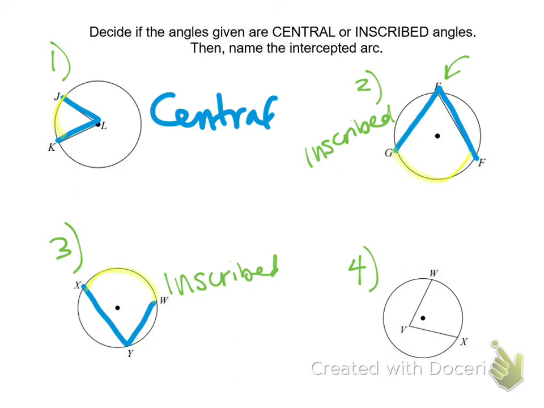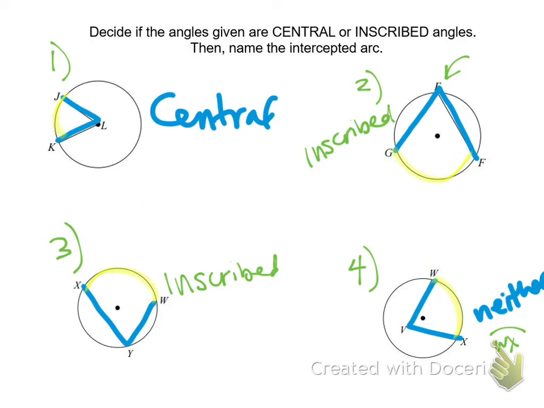XW. Next one, where's the vertex? Neither. It's neither. The options are on the center or on the side. Since this is neither, it is neither. The intercepted arc is still WX.